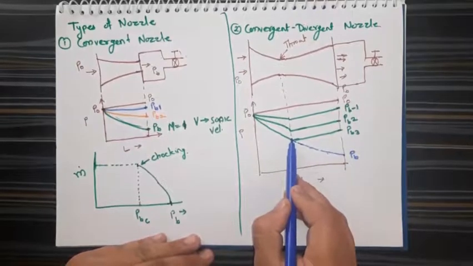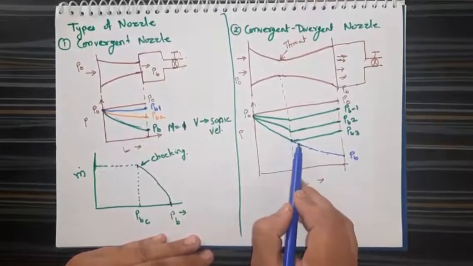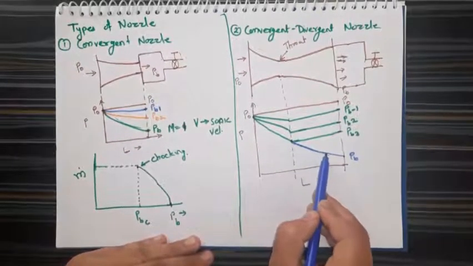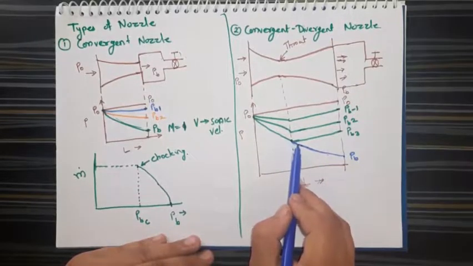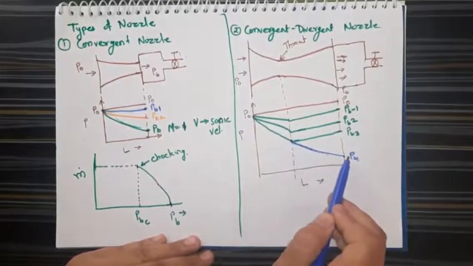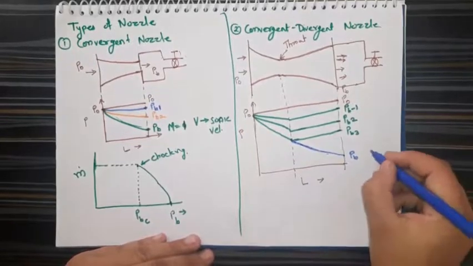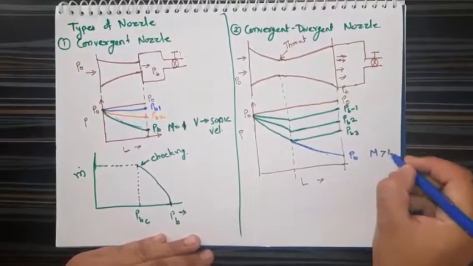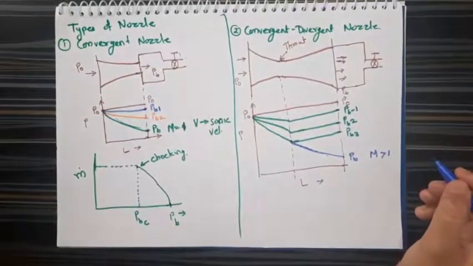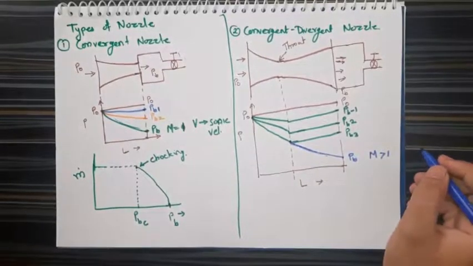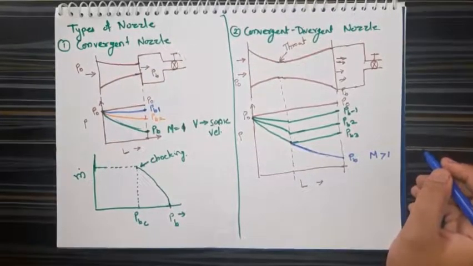As it continuously decreases to PB, what will happen? Here you have already reached the sonic velocity. As you are allowing the pressure to decrease further, its velocity will go beyond the sonic velocity. That means you will get a Mach number more than 1. So it will reach the supersonic velocity zone.